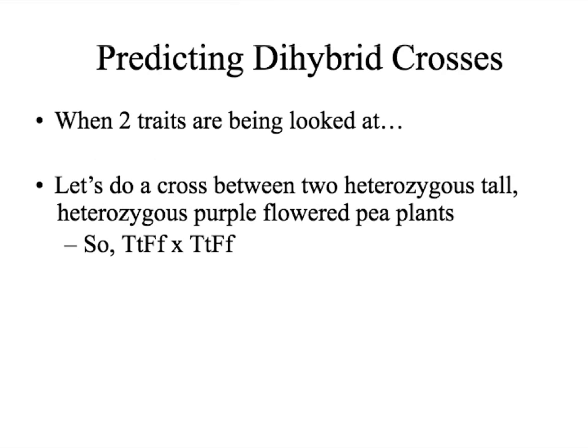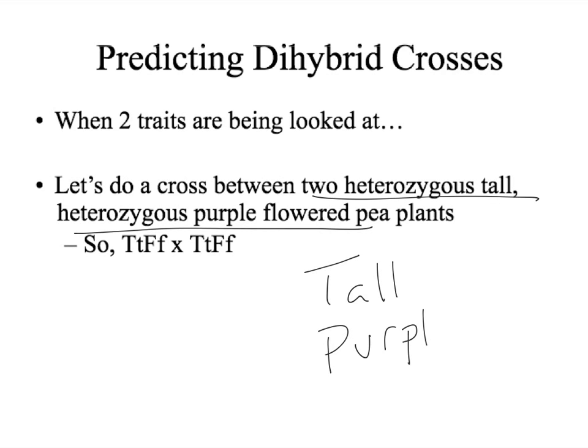Okay, sometimes we get a little more complex and we use what we call two traits, a dihybrid cross. So if we were going to do that, we would take a look at, say, two heterozygous tall, heterozygous purple flowered pea plants. So we're looking at the two traits, tall and then purple, okay? And the opposite of those would be what? Short and white, okay? So now we're looking at two different traits, and we're going to plug two different traits into our Punnett square and see what we get.